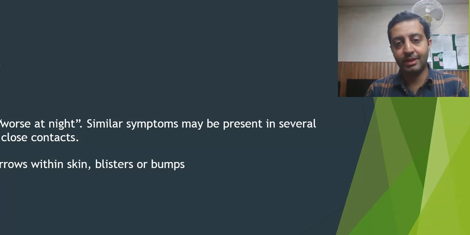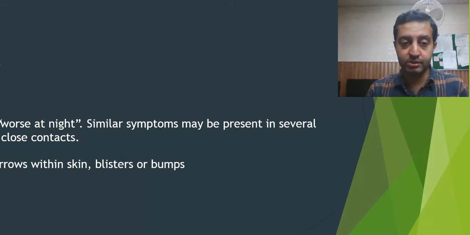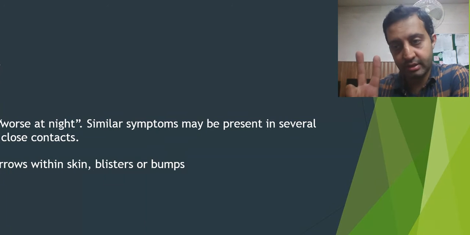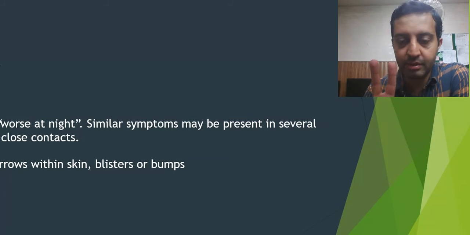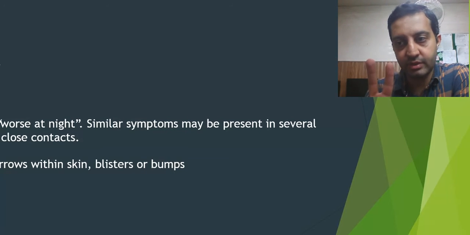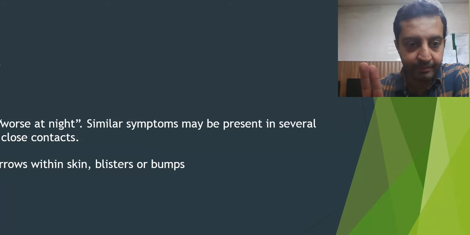and many other siblings of the similar family can be affected with similar complaints. So there are two characteristic points. One is severe itching at night. Second is history of similar members who are affected with scabies. So these two are characteristic features: family history and severe itching at night.